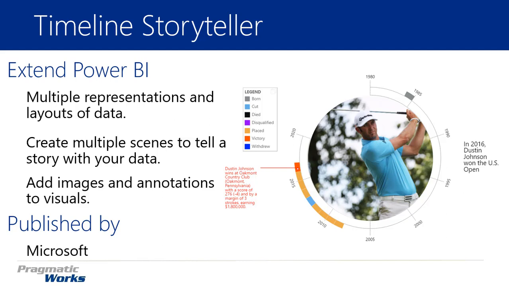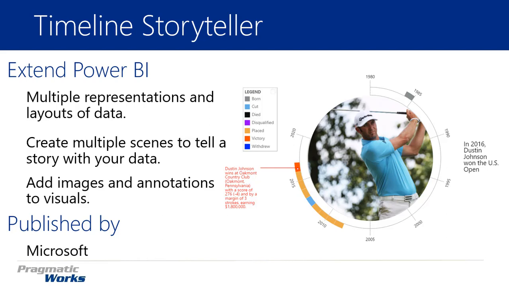Where you see in the middle of the screen in red, it says Dustin Johnson wins at Oakmont Country Club. That is actually a field. That's a description field that you have, and you can add in some descriptive text context here. And so that way, whenever you select or highlight over a certain area of the visual, it pops open that text, almost like a tooltip. So a lot of cool things that we can do with this visual.